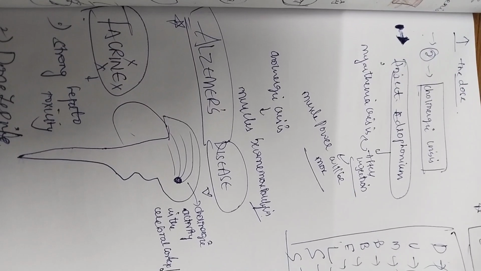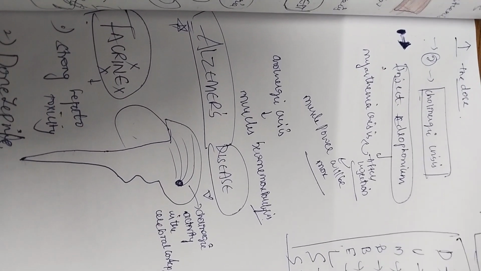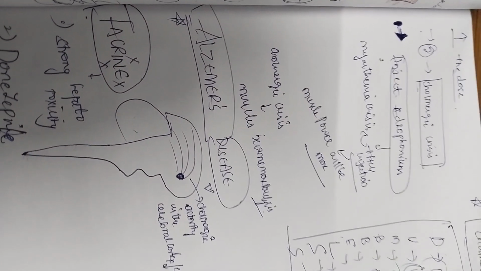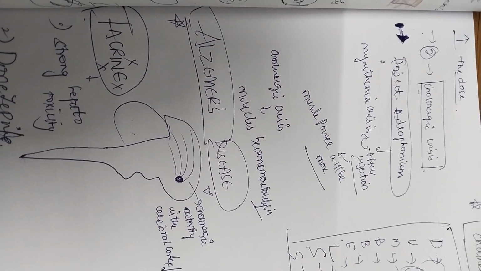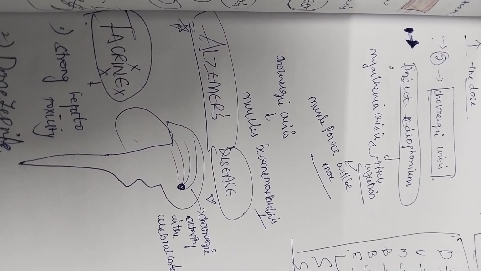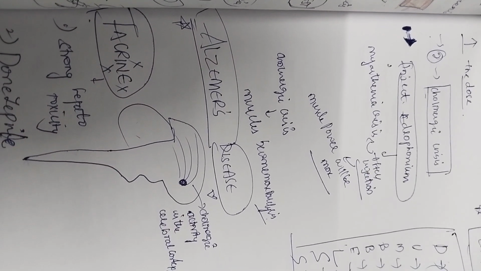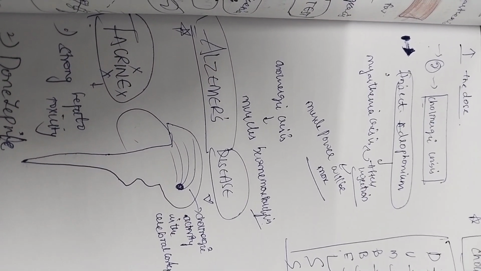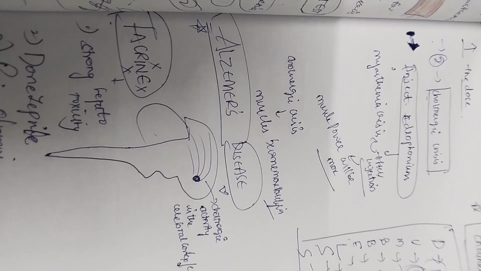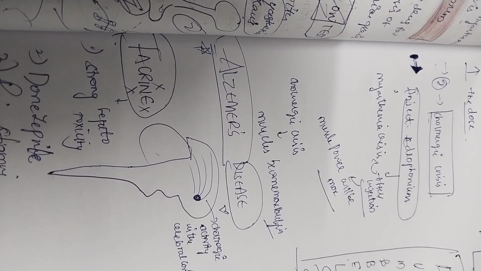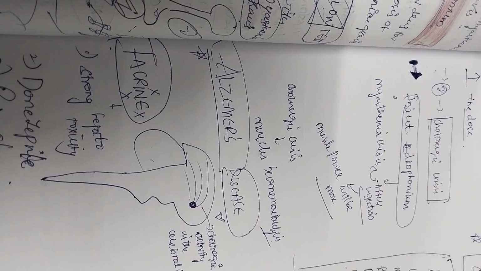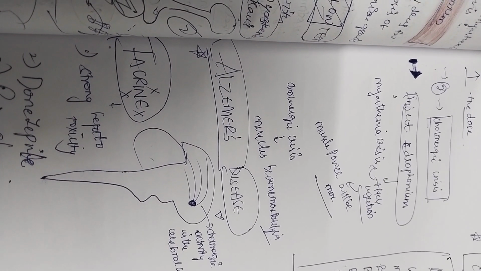If you inject edrophonium and after 20 to 30 minutes the patient feels better and muscle power is back, then it is myasthenia gravis. If muscle power is not back after injecting edrophonium, then it is cholinergic crisis. In cholinergic crisis, if we use edrophonium, the muscles will become more paralyzed. So we can differentiate myasthenia gravis from cholinergic crisis by doing the edrophonium test.